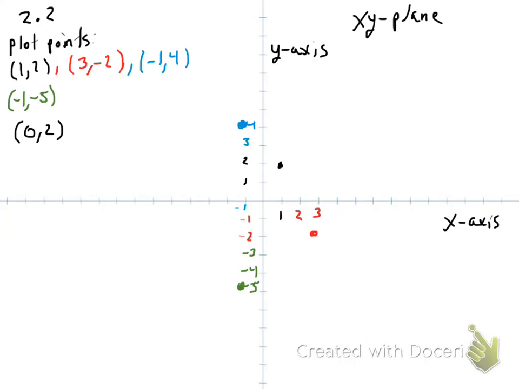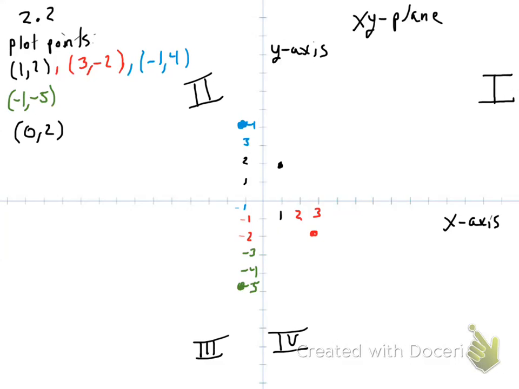And typically we'll use Roman numerals to indicate which quadrant we're in. So this would be quadrant 1, quadrant 2, quadrant 3, and quadrant 4 using Roman numerals.